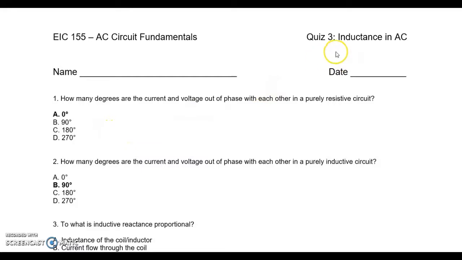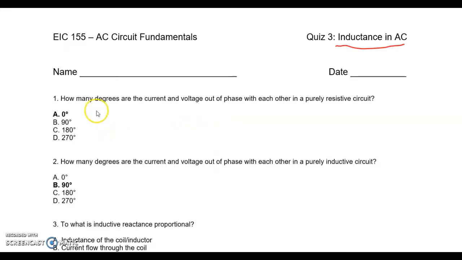Quiz 3 in week 3 was on inductance in AC. That's chapter 17 in the 6th edition. This is a Microsoft Word document with the same exact questions and answers that's in D2L, so I'm going to use this as our quiz review.